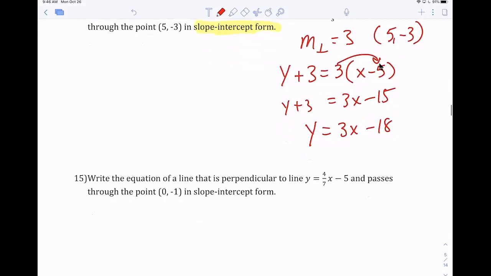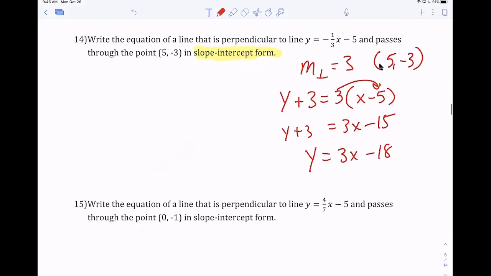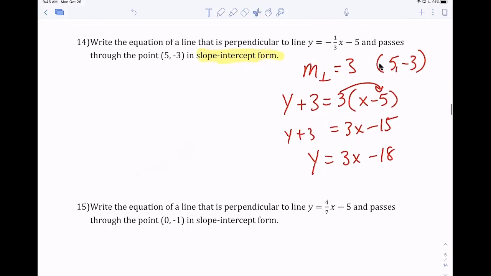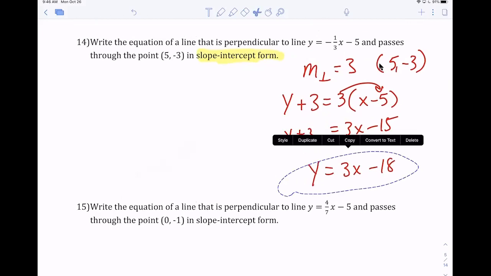All right, Angelina, help me. Wait, so what's... Subtracting 3 from both sides, is that what you're having trouble with?